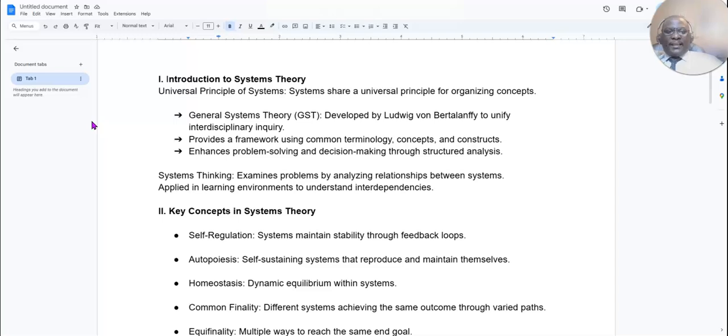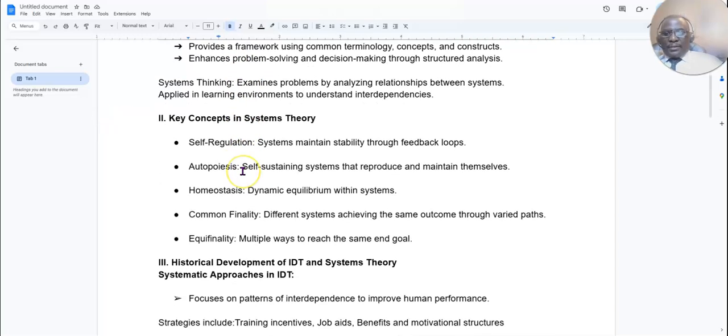Now, there are some key concepts in systems theory. We can also call them the key principles, and these include self-regulation, which helps maintain stability through feedback, autopoiesis, which is self-renewal, homeostasis, which ensures stability. We can also say it's dynamic equilibrium within systems. Equifinality is multiple ways to reach the same goal.